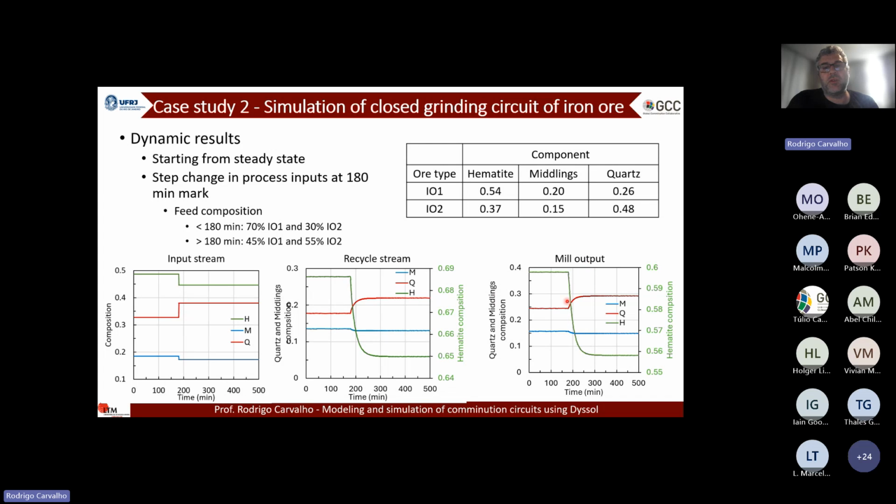And the mill output as well, we see that there's this decrease in the hematite composition, and this can be considered a long time dynamics, because if you see here, it takes more than 1 hour for the system to reach a new steady state. So in 1 hour, if we are just performing steady state simulations, we are missing this transient stage here that changes the composition of the mill output.